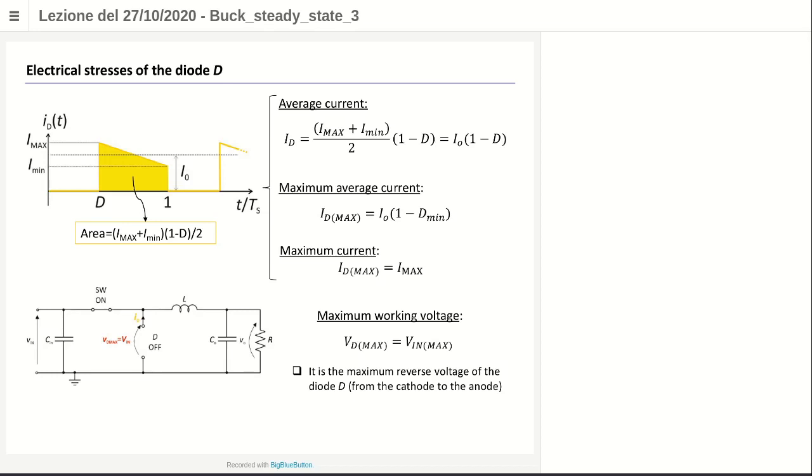So let me again share the screen in order to look at the diode current.